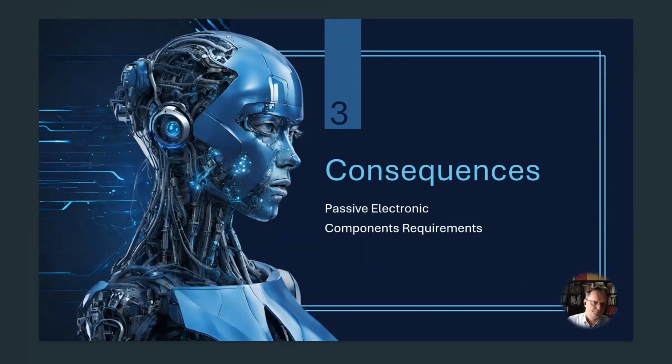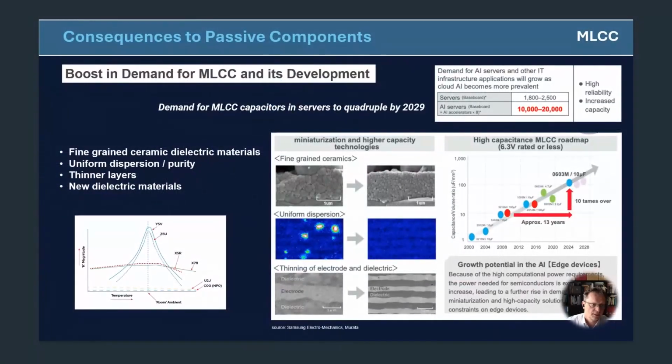What are consequences to passive electronic components? At first, we see boost in demand for MLCC and its development. For manufacturers, we see they decide that AI servers require 10 to 20,000 ceramic capacitors on board compared to 2000. So there is a 10 to 15 times fold increase in number of capacitors. How to achieve this? There is a strong demand for miniaturization achieved by technology improvement in finer grain ceramic materials, more uniform dispersions, avoid impurities, etc., and thinning of dielectrics, as well as working on new dielectric materials.